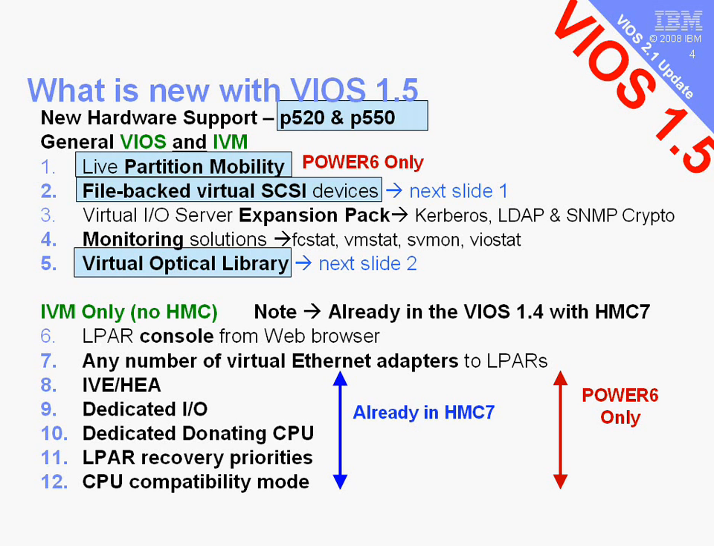Also, the IVM mode of working, that's machines that are using the Virtual I/O Server without a HMC, because the HMC function is actually running on the VIO server itself. The IVM caught up with some of the features in the HMC.